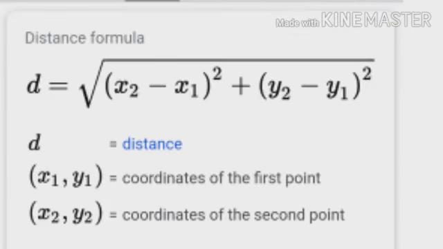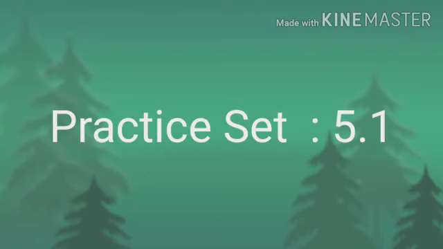So to find the distance between the 2 points in a coordinate system, we use the distance formula, that is under root x2 minus x1 whole bracket square plus y2 minus y1 whole bracket square. Here x1 and y1 are the coordinates of first point, x2, y2 are the coordinates of second point. Exercise 5.1 is based on the distance formula. Let's move to exercise 5.1.